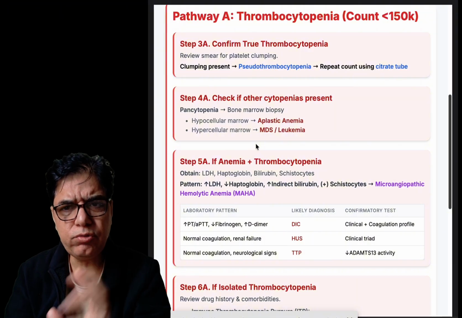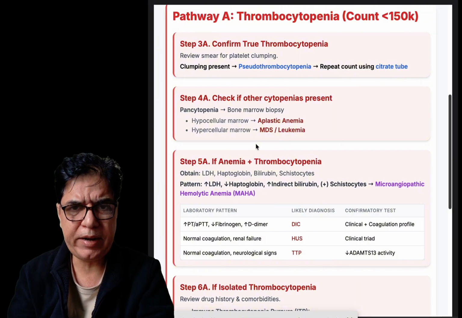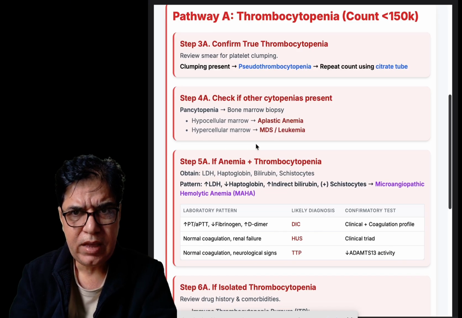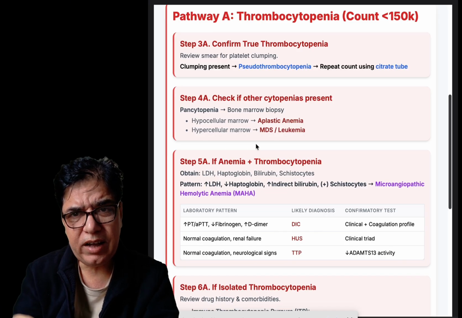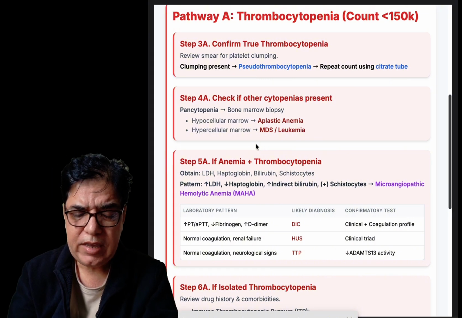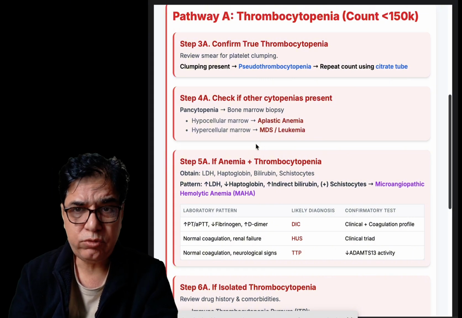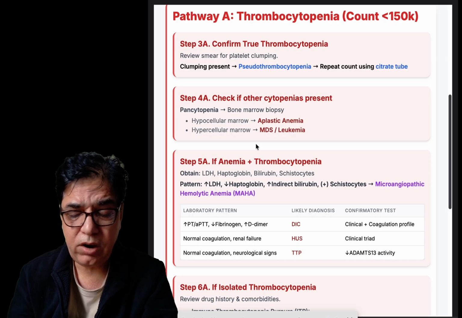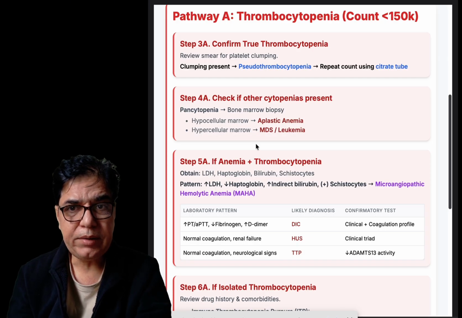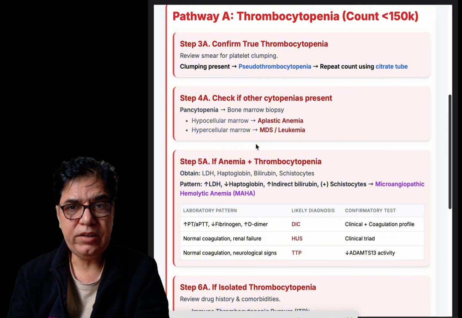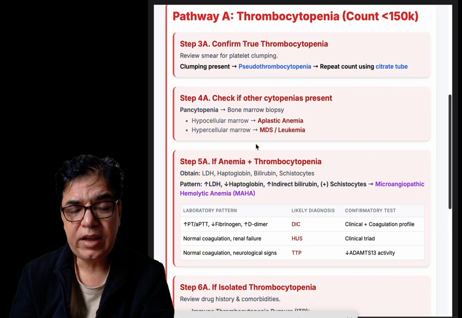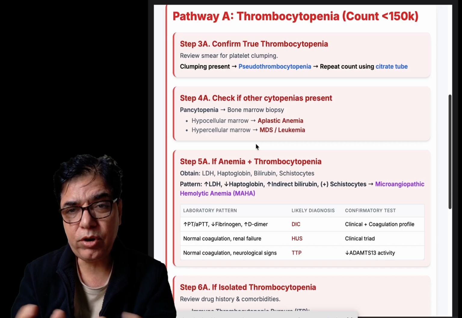Now, if it is true thrombocytopenia, the actual platelet count is low. It's less than 150,000 per microliter. Now, the next step is to see if the other cell lines are also affected or not. Because if thrombocytopenia is associated with a lower red blood cell count, or if it is associated with a lower white blood cell count, then it means that the other cell lines are also affected.